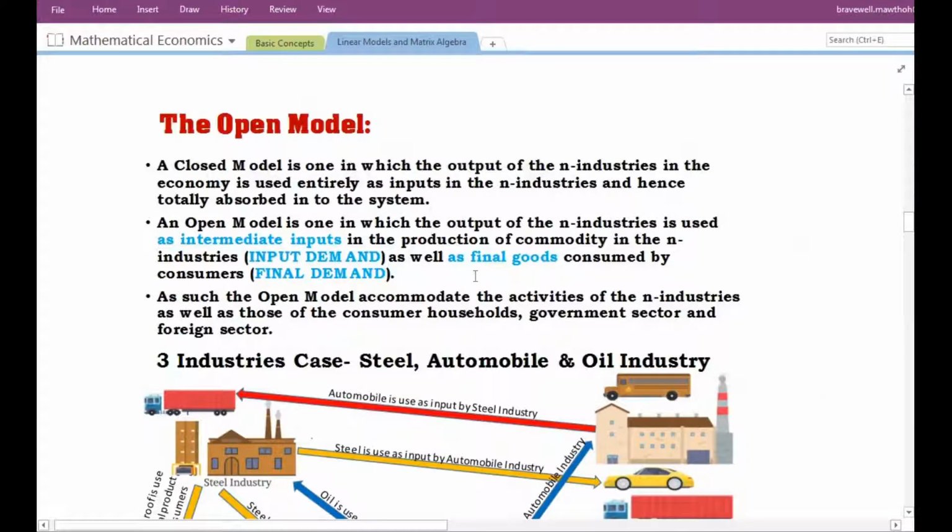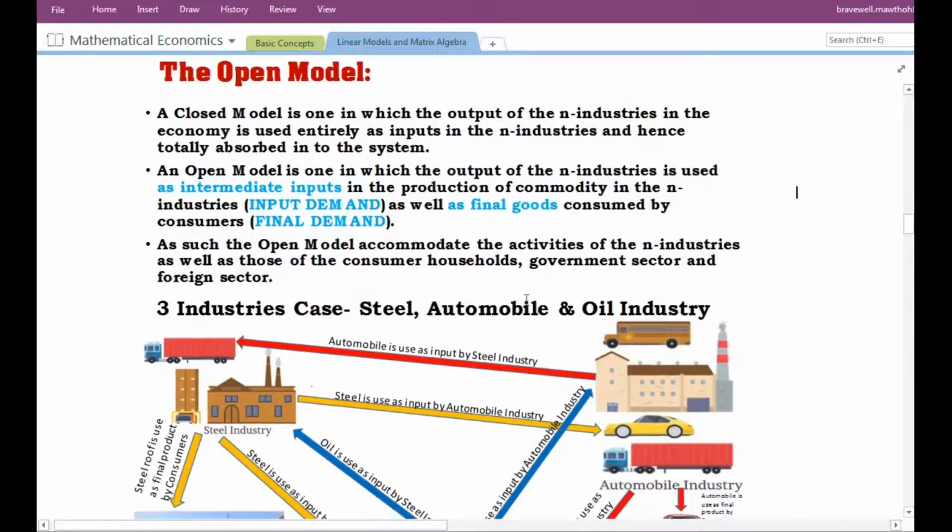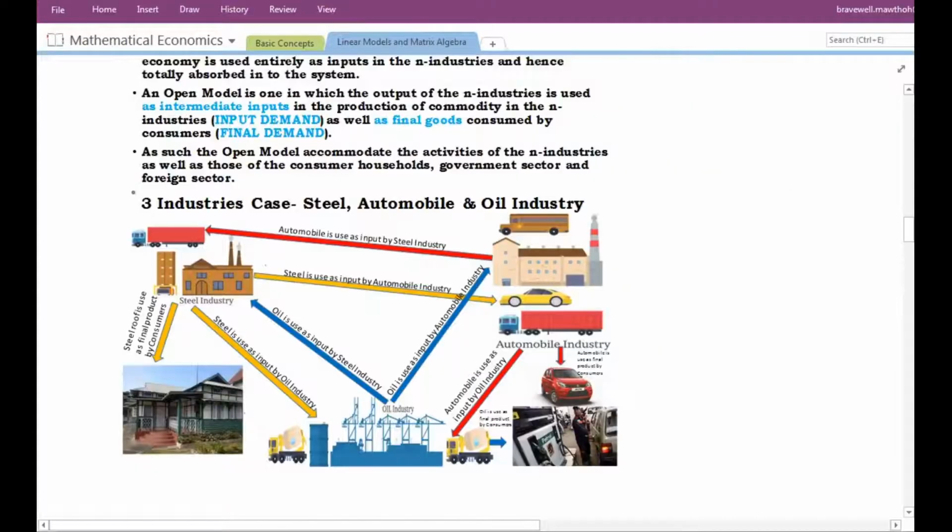An open model is one in which the output of the n industries is used as intermediate inputs in the production of commodities in the n industries. So the output of steel is being used as an intermediate input in the production of steel, oil and automobile industry. It also takes into consideration the final demand for the output of that particular industry. So this is an example of an open model.